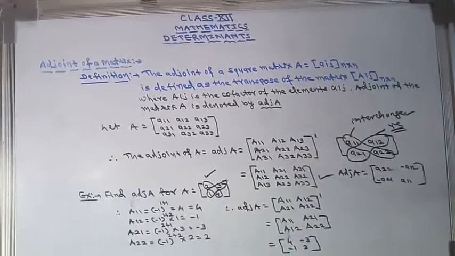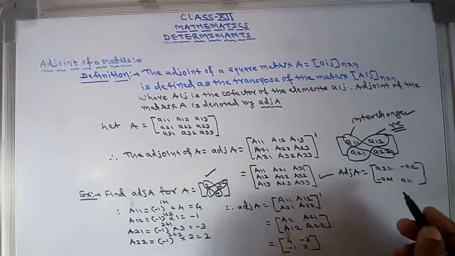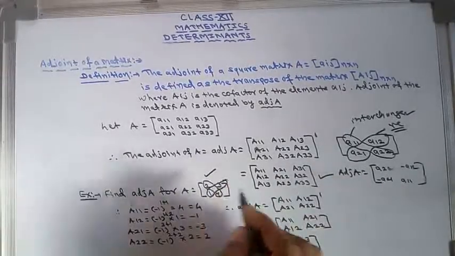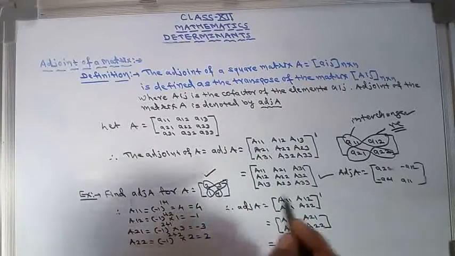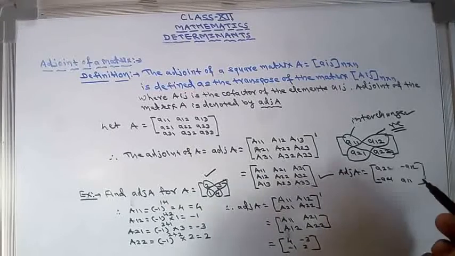So whenever it is asked to find the adjoint of the given matrix of order 2 by 2, immediately you can find the adjoint just by interchanging A11 and A22 and by changing the sign of A12 and A21.